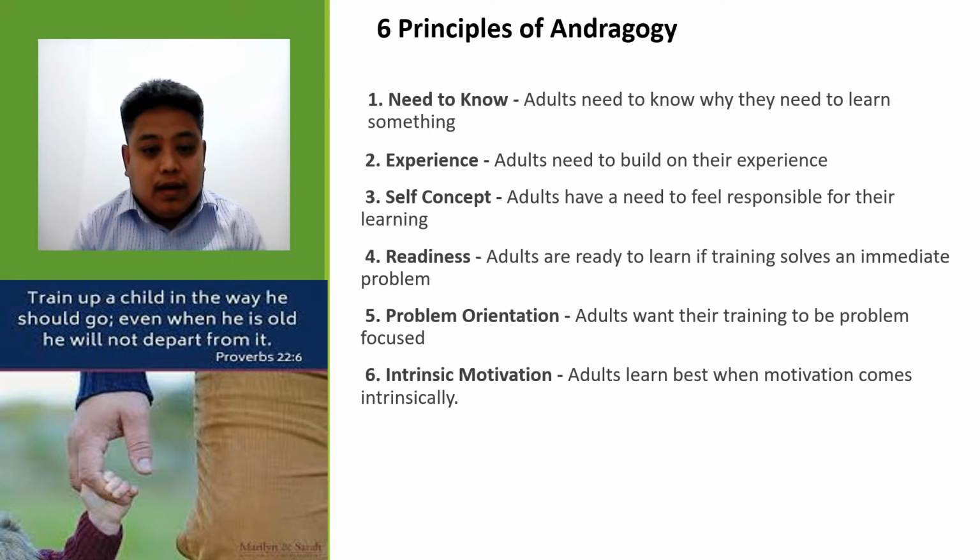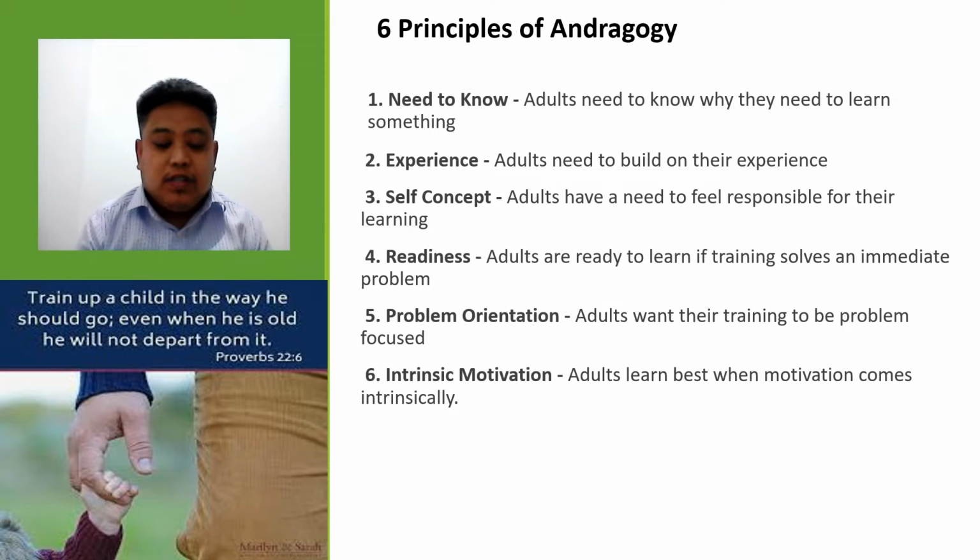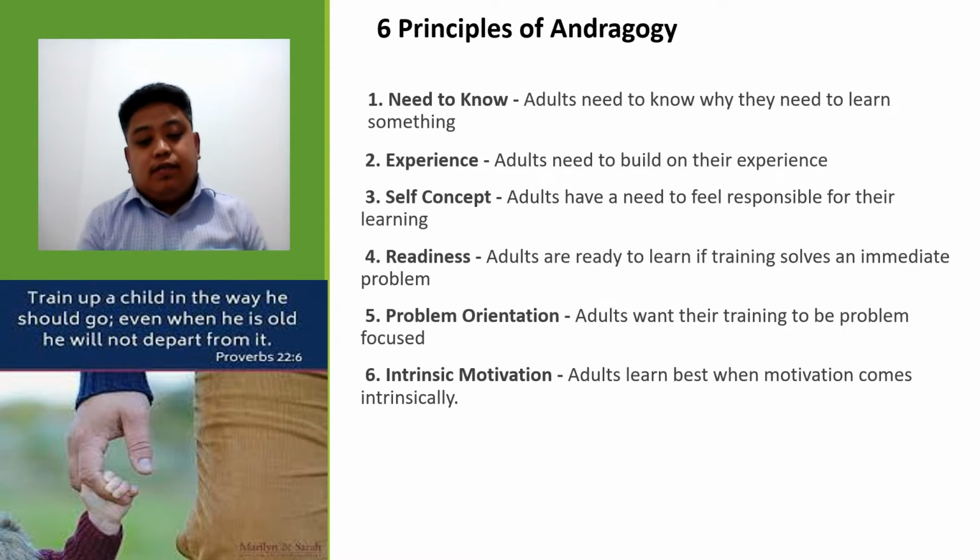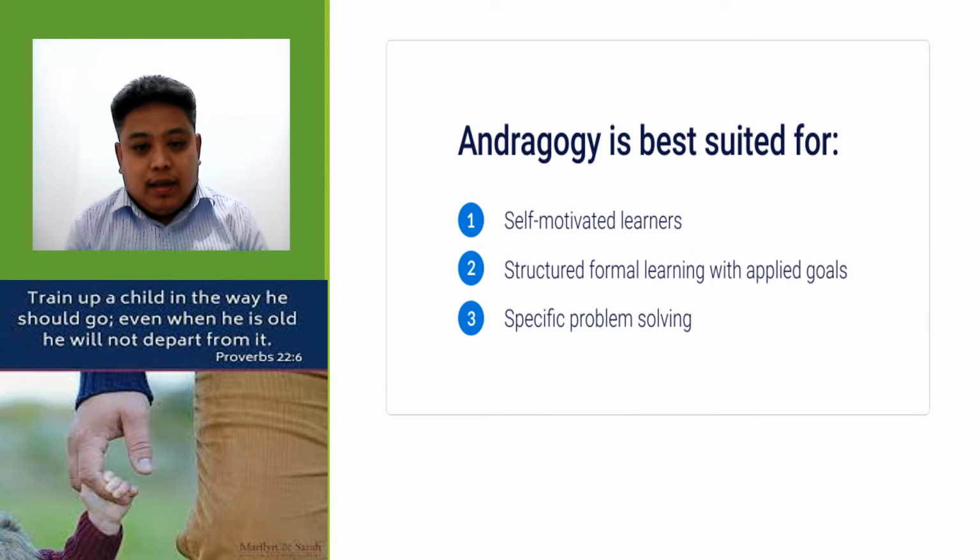Number 5. Problem orientation. Adults want their training to be problem-focused. And number 6. Intrinsic motivation. Adults learn best when motivation comes intrinsically. Andragogy is best suited for number 1, self-motivated learners. Number 2, structured formal learning with applied goals. Number 3, specific problem solving.